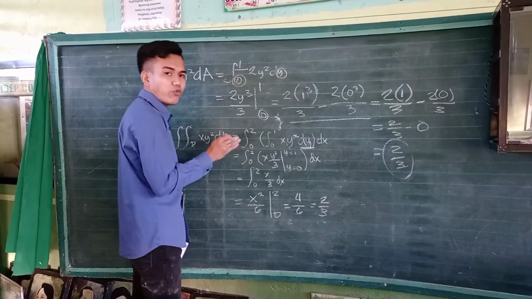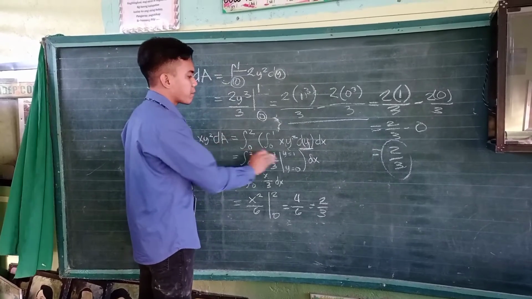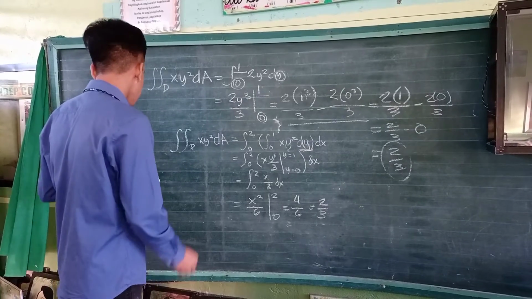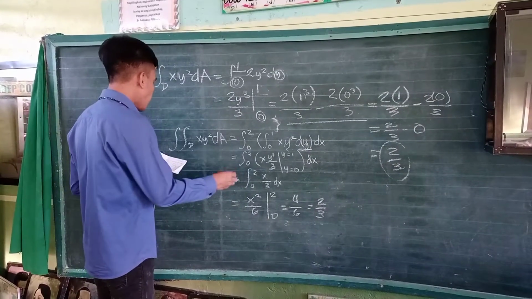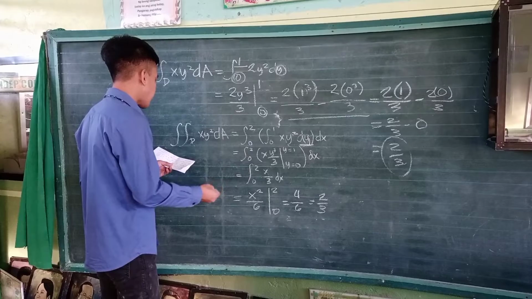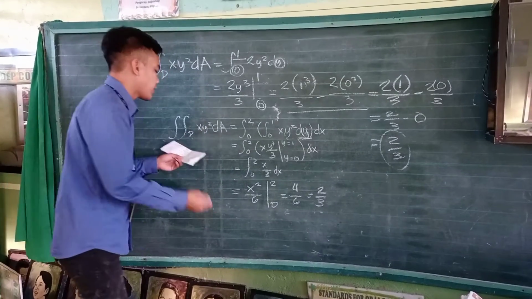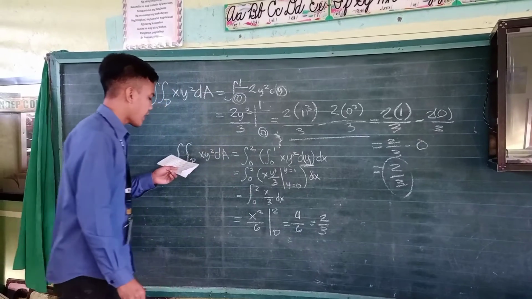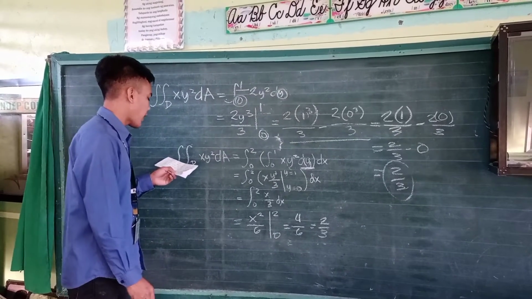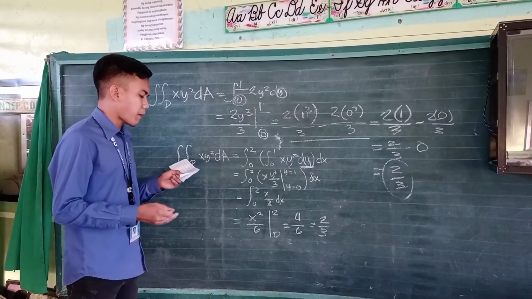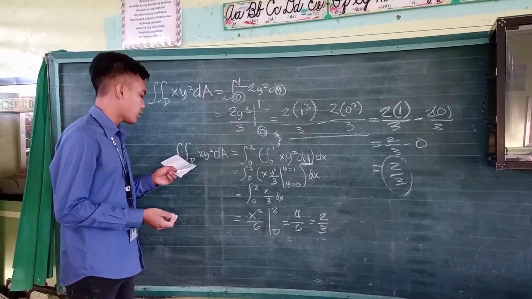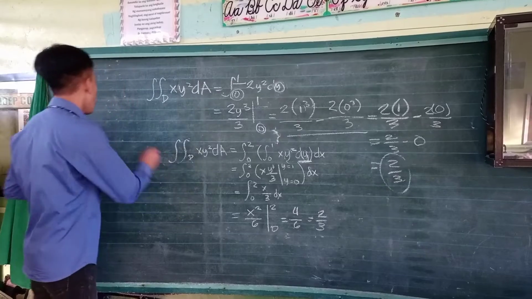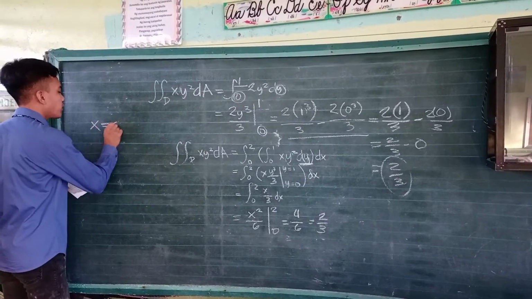Now, to double check whether our answer is correct or not, we'll be computing using the reverse order. So to double check our answer, we can compute the integral in the other direction, integrating first with respect to y, and then with respect to x. The only trick is to remember that when integrating with respect to y, you must think of x as a constant. So our x will become constant.